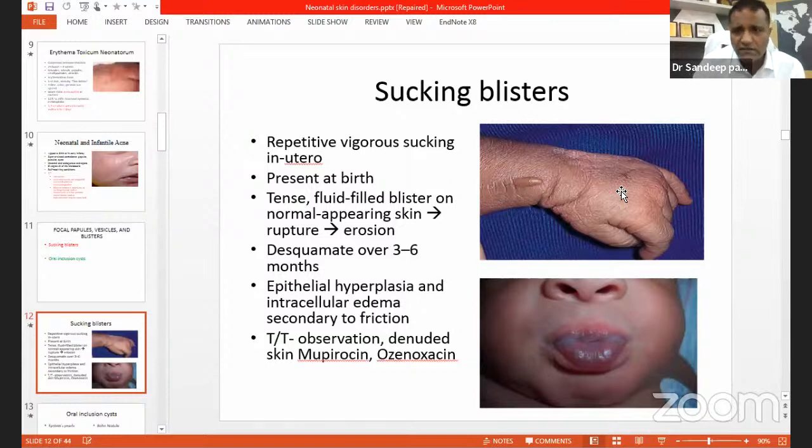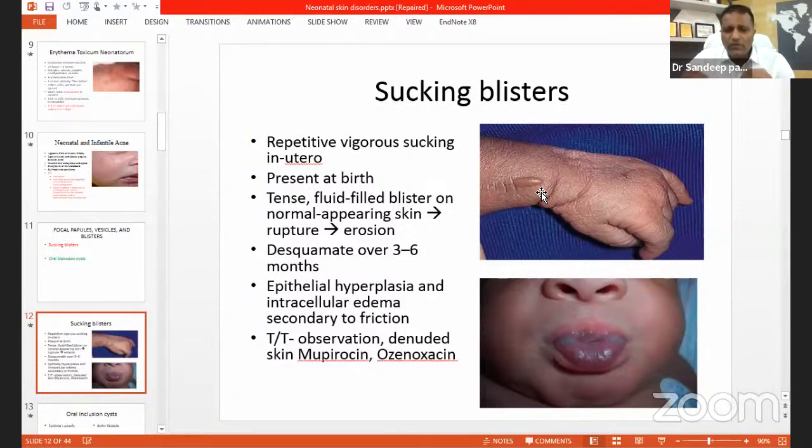See, this is the hand where we can see some kind of elevation, which is a blister, and this blister contains clear fluid. It is because the baby was doing sucking movements in utero, and that has caused a sucking blister. Usually only if it gets denuded does it need treatment, otherwise it will resolve on its own. If it is denuded, then it may need local antibiotic application, and some emollients are needed.